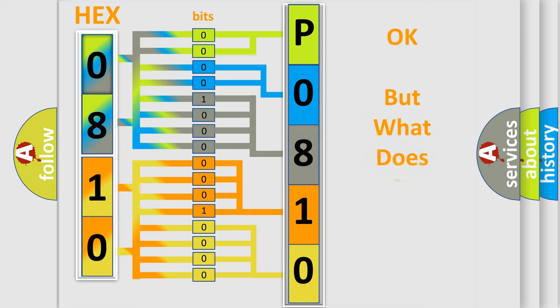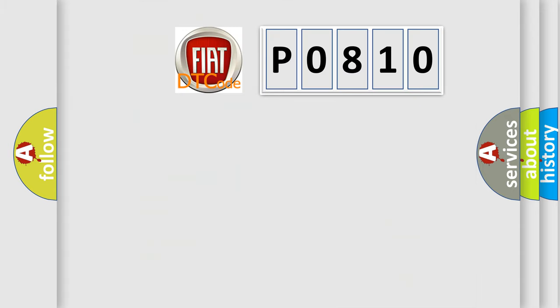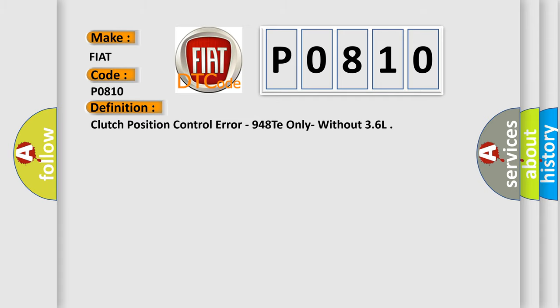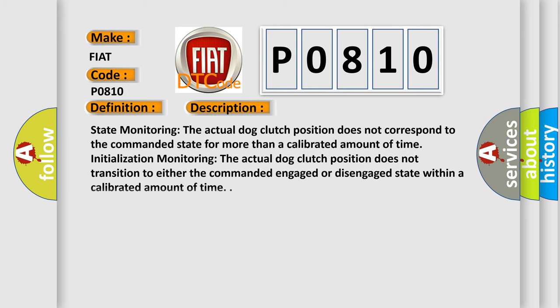The number itself does not make sense to us if we cannot assign information to what it actually expresses. So, what does the diagnostic trouble code P0810 specifically mean for Fiat car manufacturers? The basic definition is clutch position control error, 948 TE only, without 36L. And now a short description of this DTC code. State monitoring: the actual dog clutch position does not correspond to the commanded state for more than a calibrated amount of time. Initialization monitoring: the actual dog clutch position does not transition to either the commanded engaged or disengaged state within a calibrated amount of time.